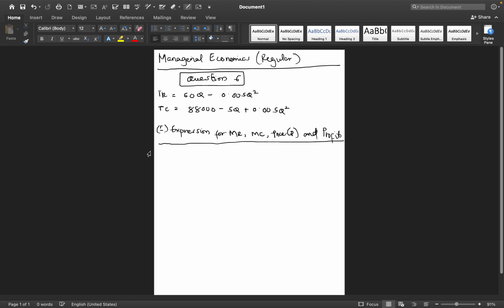So, an expression for marginal revenue. Now, with marginal revenue, we know that you find the derivative of total revenue with respect to Q.